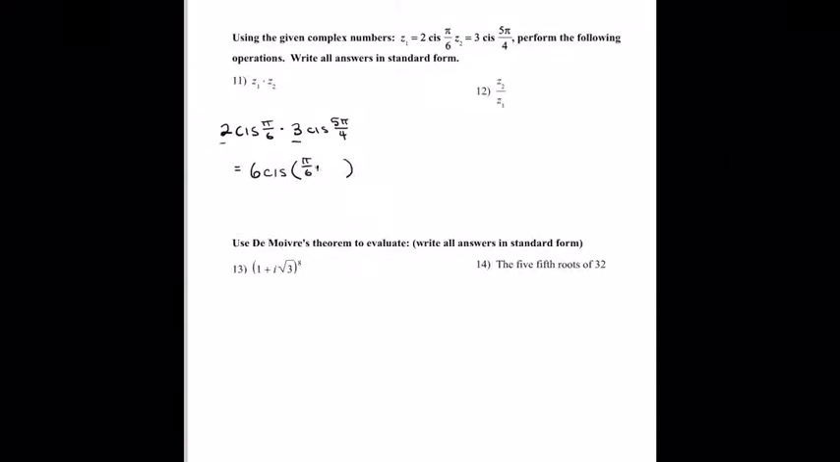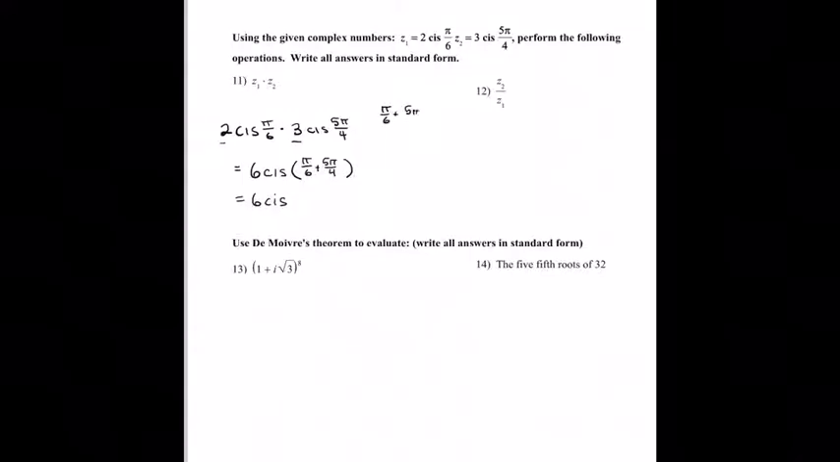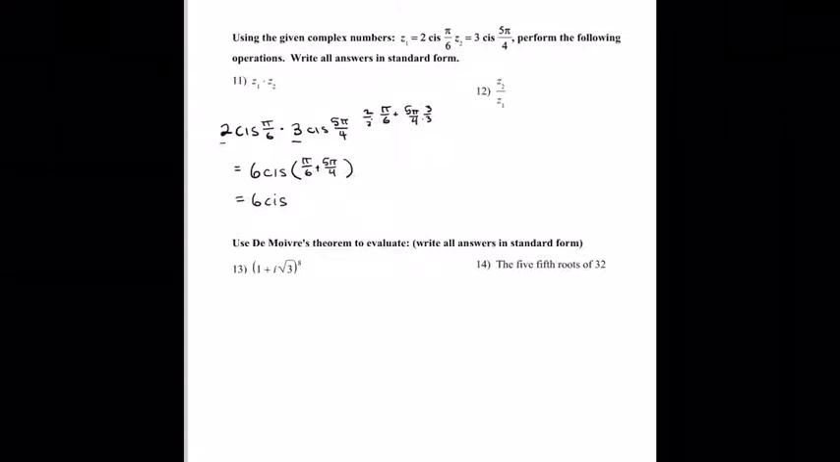You multiply the numbers in front, and you add the angles. Okay, let's see, pi over 6 and 5 pi over 4. We need to get a common denominator of 12. So that's going to be 2 pi plus 15 pi. That's going to be 17 pi over 12.